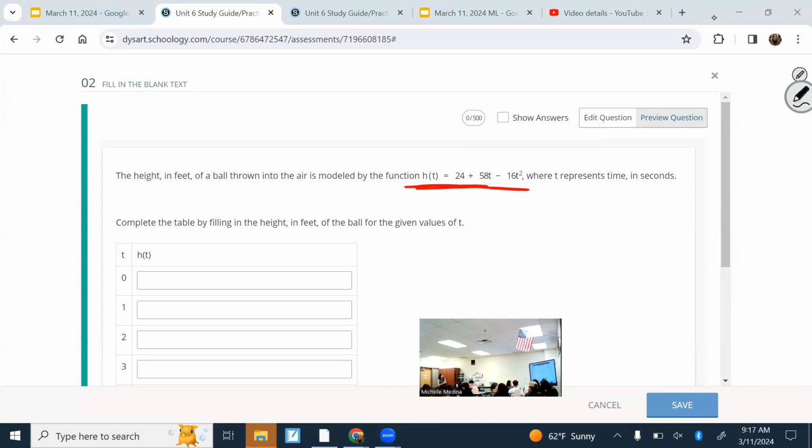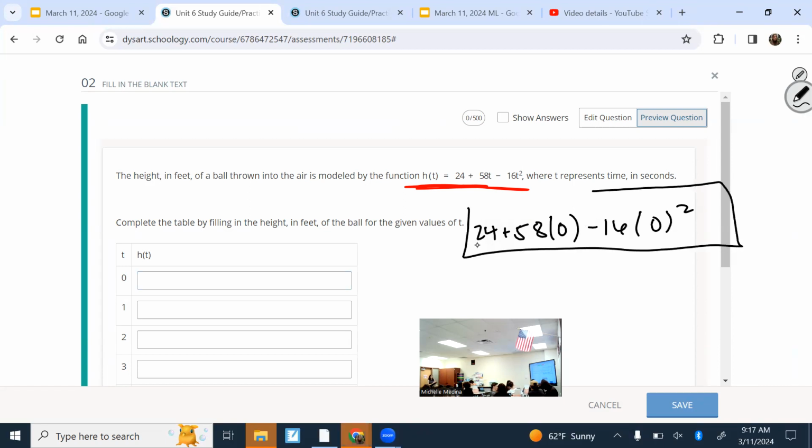All you have to do for these is anywhere that you see a T, you're going to plug in whatever input they want you to plug in. So first they want me to plug in a 0. And I would make my life easy and just type this whole thing in the calculator. When I do that, I know I get 24. And then next thing you would do is in your calculator, change the input. What's my next input? 1. And then you just keep going. I want to say that it's 66 from memory, but again, just use a calculator.